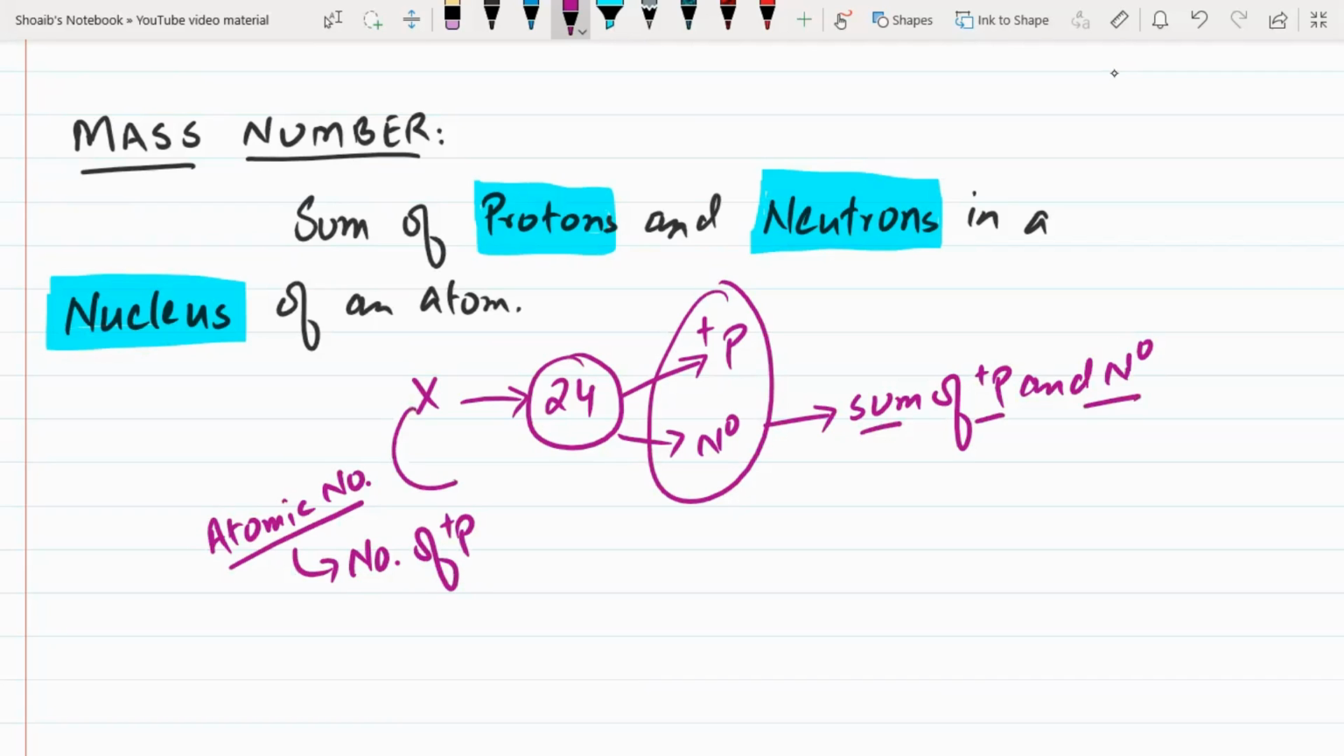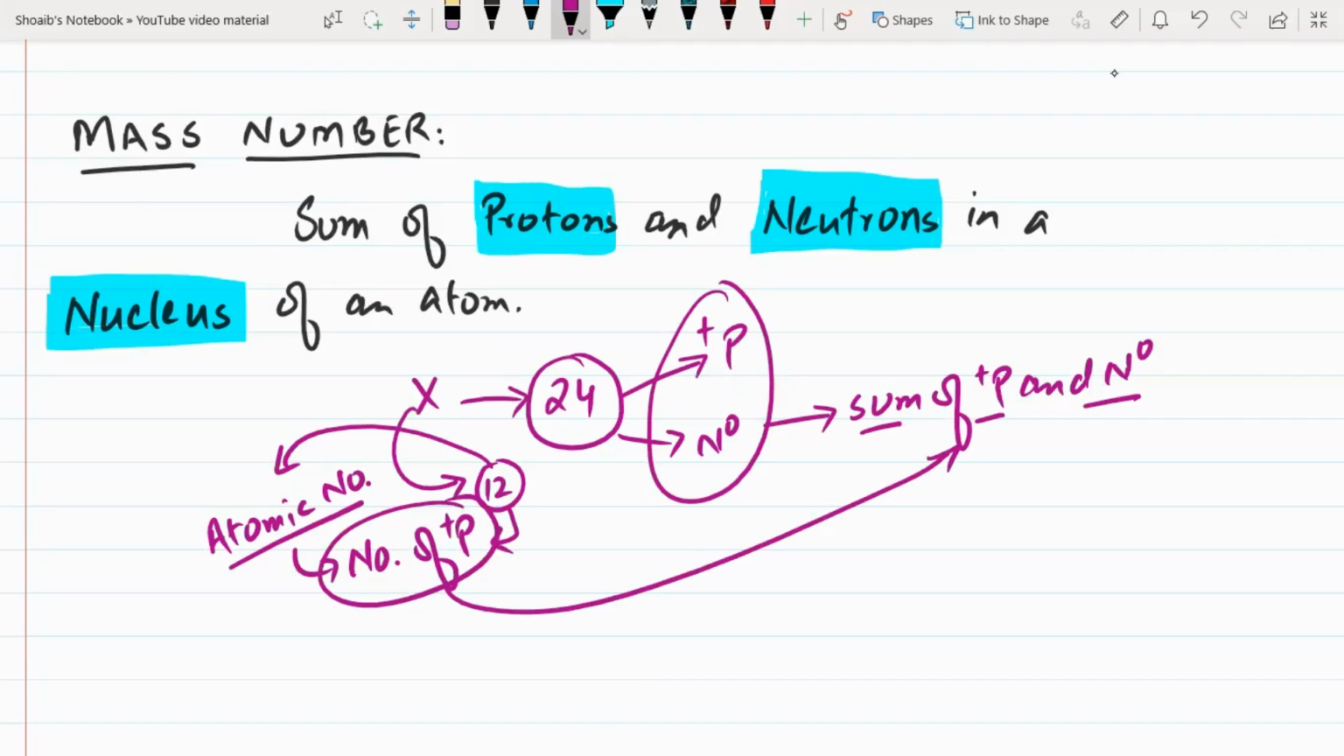If this element X has the atomic number 12, the atomic number 12 represents the number of protons. So if I subtract the number of protons from the mass number, we are left with only the number of neutrons.